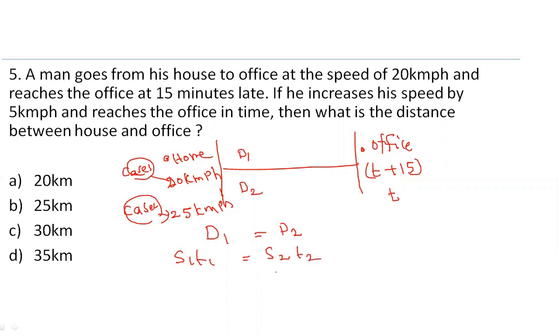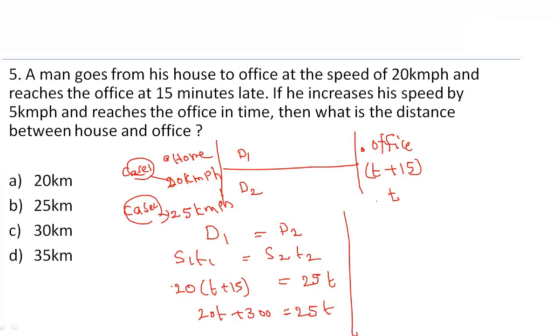So let's substitute the same and calculate the answer, guys. S1 is equal to 20 and T1 is equal to T plus 15. S2 is equal to 25 and T2 is equal to T. Done. So 20T plus 300 equal to 25T. So if that is the case, 25T minus 20T is equal to 5T. 5T equal to 300. T is equal to 60.